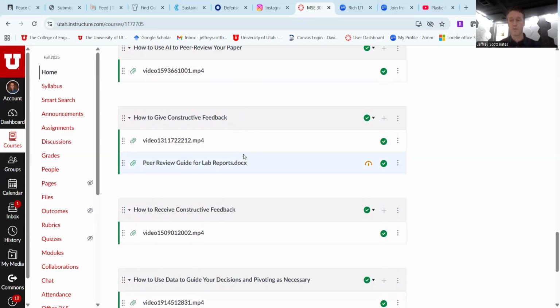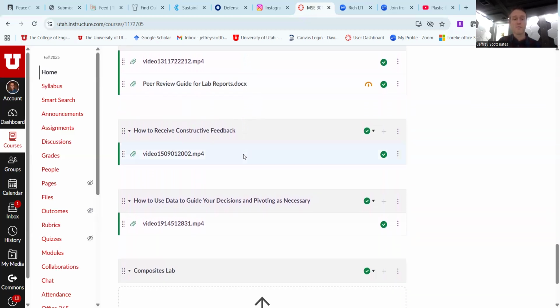I always tell them it should be a checkbox. If somebody can put a checkbox by it, then that's an action item that is constructive. If it's not a checkbox, then it's not constructive. How do you receive constructive feedback? I find that that is actually one of the things that we deal with too. And then how do you use data to guide decisions and pivoting in your lab, as you're doing a lab experiment. So this is the first thing.